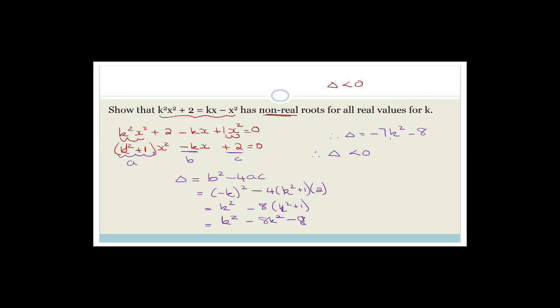And therefore we can see that delta is always going to be smaller than 0. It doesn't matter what value K is. If K is negative, it becomes a positive by squaring. If K is 0, we end up with minus 8. If K is bigger than 1, then we end up with a negative as well. So for all values of K, your delta is going to be smaller than naught, therefore they're going to be non-real roots.